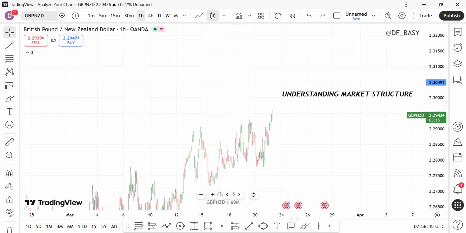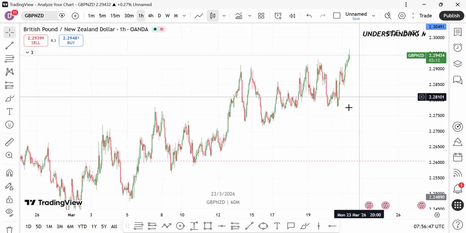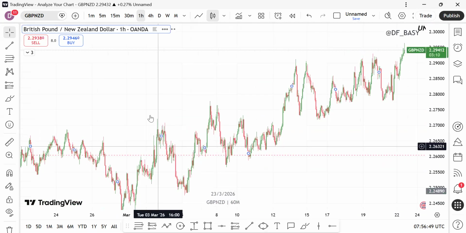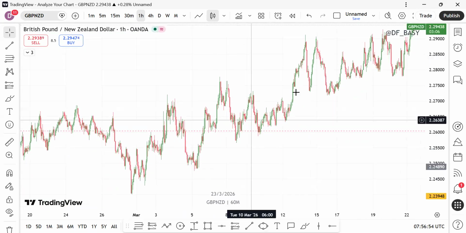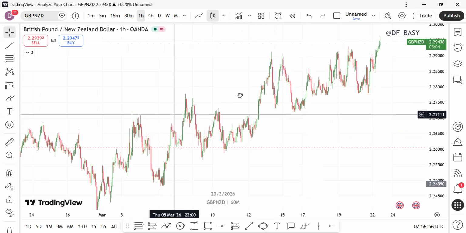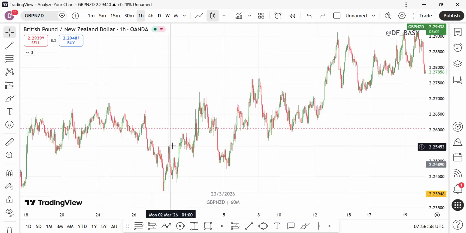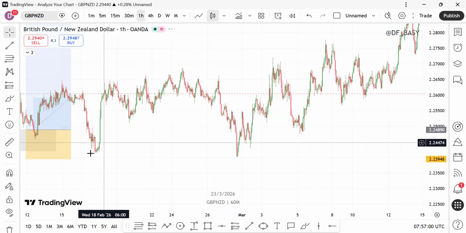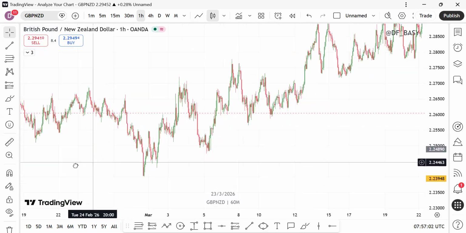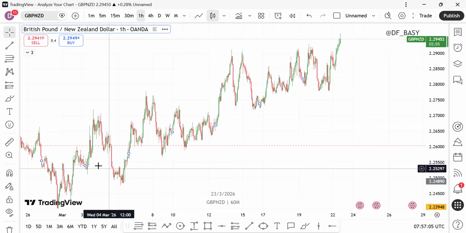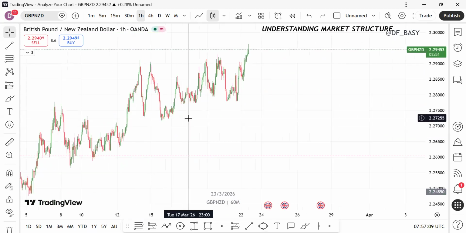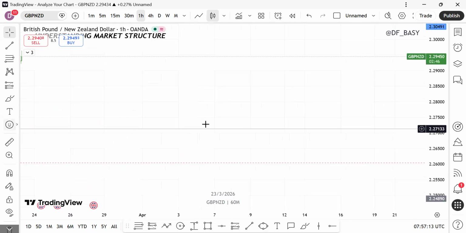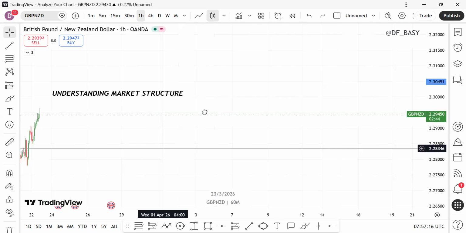So the market moves in a structure, right? From all this price action we see here, the market moves in a structure. If you fail to understand this structure, you will likely make a lot of losses and won't make profits. Why? Because market structure is the basics of market dynamics and market movement. So without further ado, let's go straight into the video.